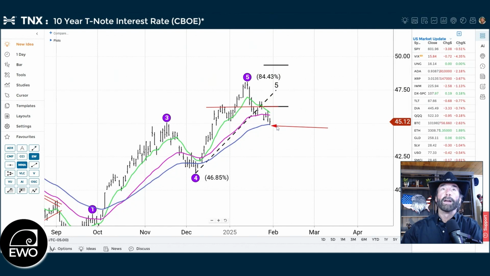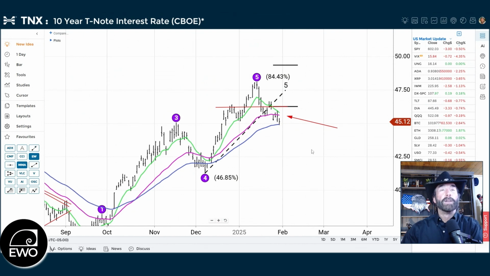So is that going to be it? Are we going to tick back up in rates? We might, especially with the tariff issue, et cetera. But how far? That's going to be something to watch over the next week for sure, is how rates handle these levels, because we've had the bounce in prices.